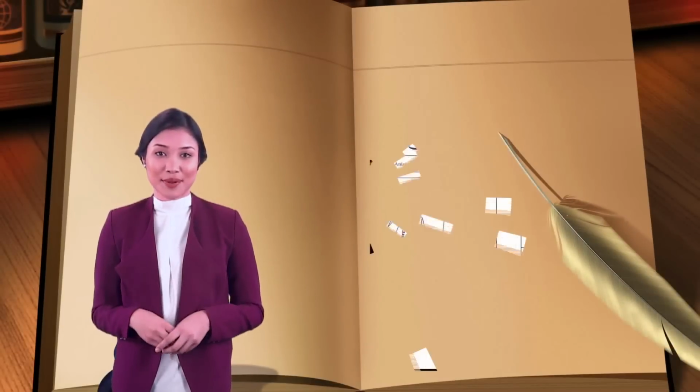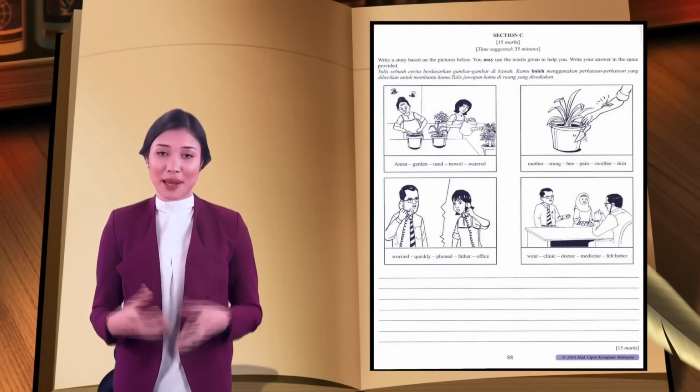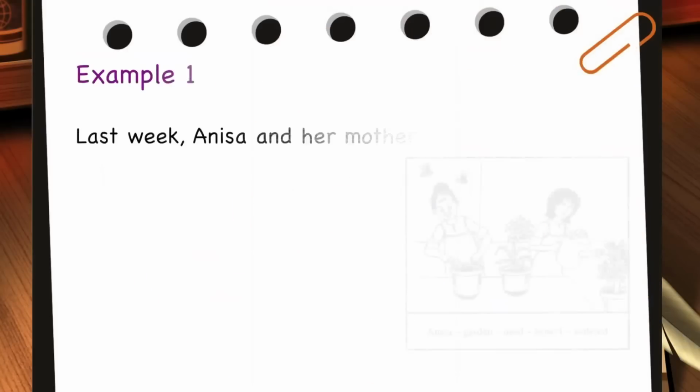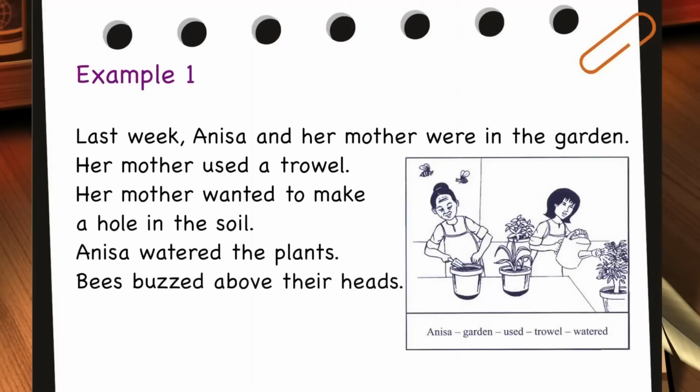Compare these 2 examples I have written for the UPSR paper 2014. Example 1. Last week, Anissa and her mother were in the garden. Her mother used a trowel. Her mother wanted to make a hole in the soil. Anissa watered the plants. Bees buzzed above their heads.